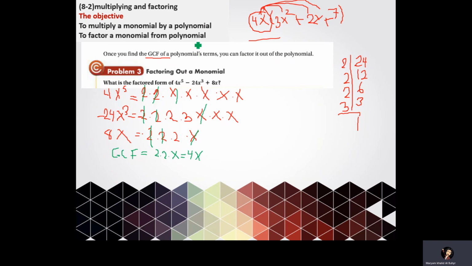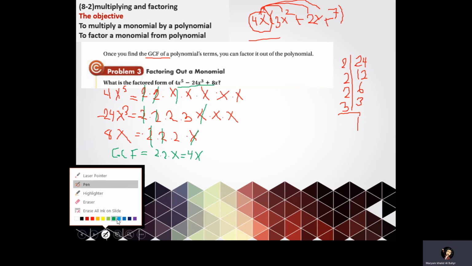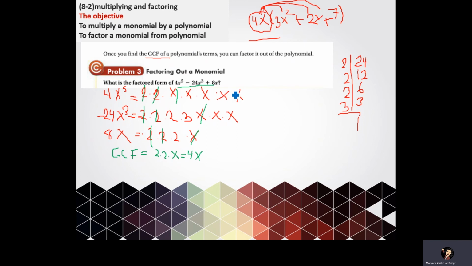Now I did not finish because I need to factor out a monomial from this polynomial. How can I do that? Can you see the remaining thing from each term that I had? The remaining from the first one is x 4 times, which means x to the power 4. That's the remaining from the first one. The second term, the remaining is negative 2 times the 3, 6, x, so x to the power 2. So that's the remaining. The last one, the remaining is 2.